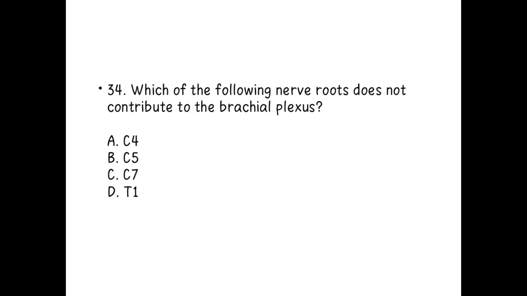Number 34. Which of the following nerve roots does not contribute to the brachial plexus? A, C4. B, C5. C, C7. D, T1. And like I told you before, the brachial plexus runs from C5, C6, C7, C8, and T1. So the odd one out is A, C4 does not belong to the brachial plexus, even though it supplies a little bit, but it's not really part of the brachial plexus.